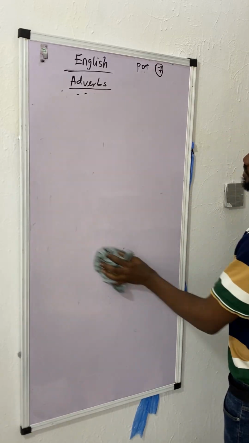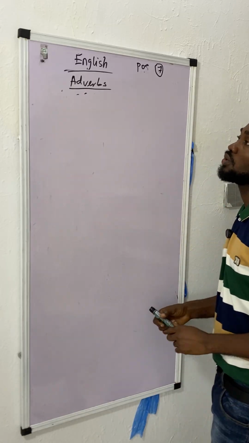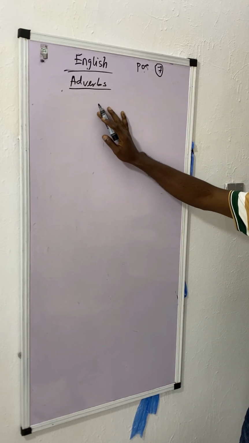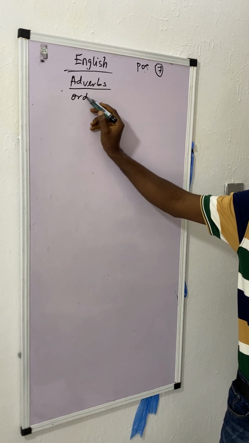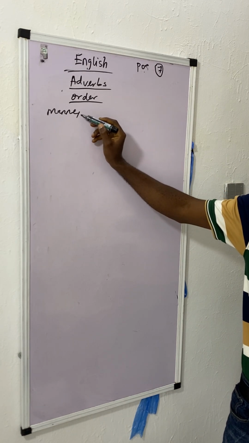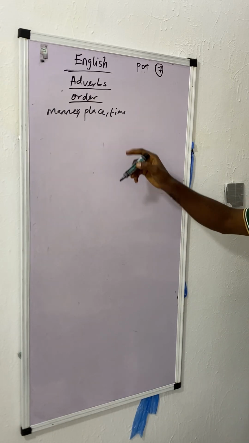Remember the one for adjective, the one you shouldn't forget for adjective is size, age, shape, color. But for adverb it is manner, place, time. Alright. The order is what? Manner, place, time. Adverb of manner, place before time.